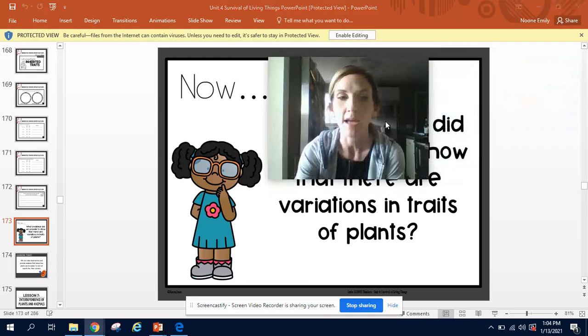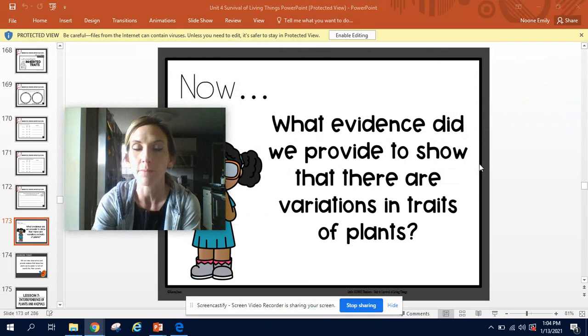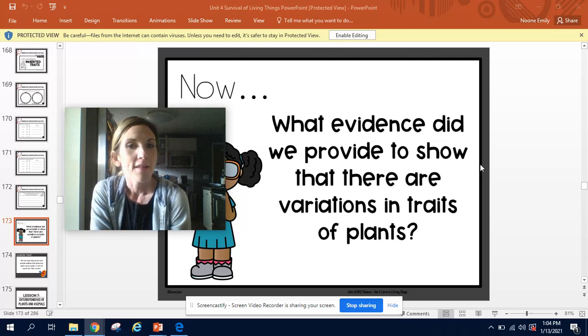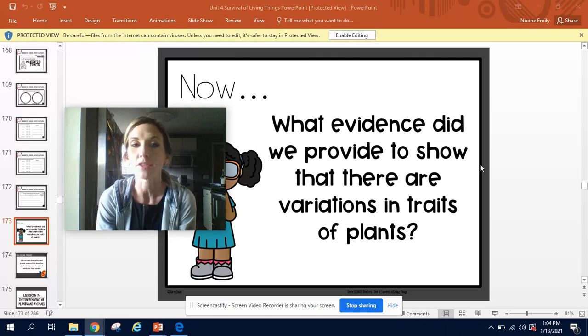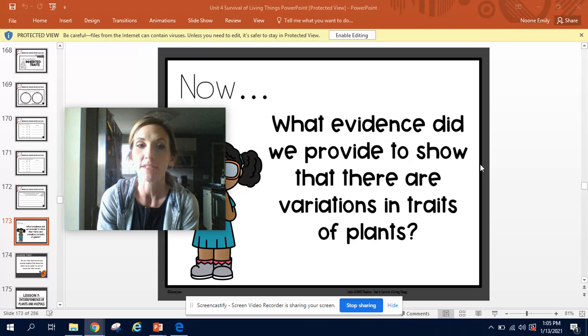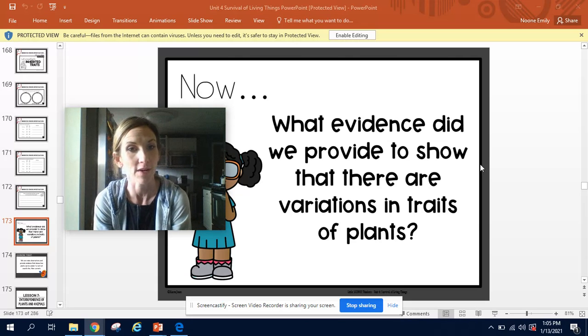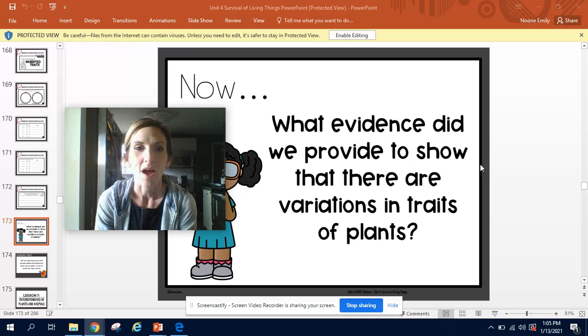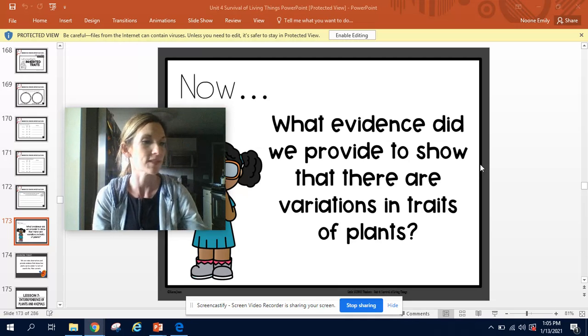Okay, so by the time you finish this booklet, you should be able to tell me what evidence you saw that made you believe that plants can have slight differences. So you got two leaves. They're both leaves. They both have things about them that make them a leaf, but they have differences. So what did you show me that proved that that is true, that leaves can be different and also the same? All right, guys, I hope you have fun with this investigation.